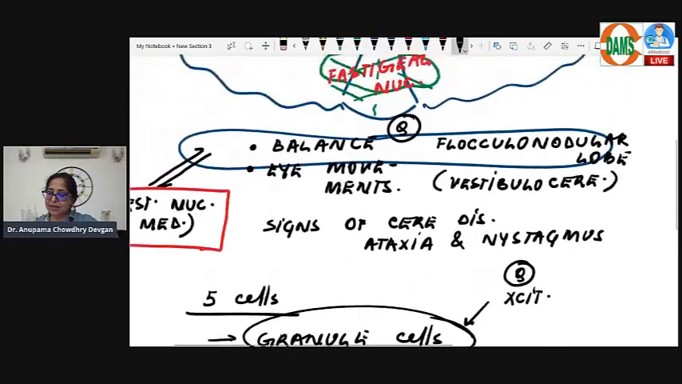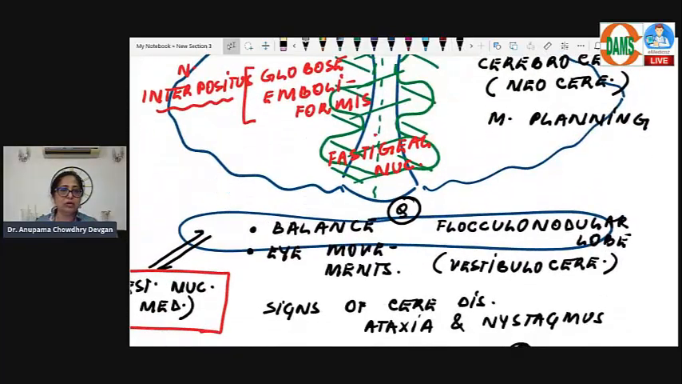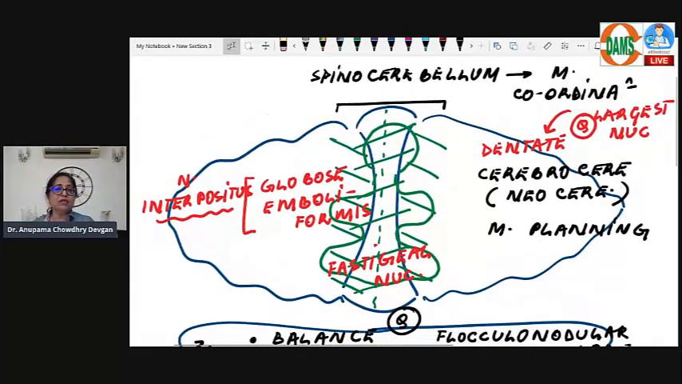Let's see once again, which are the 3 parts? Flocculonodular lobe, or the vestibulocerebellum, which is involved in balance and eye movements. Spinocerebellum, which is involved in motor coordination. Cerebrocerebellum, which is involved in motor planning. 3 parts. 4 nuclei. Which are the 4 nuclei? Fastigial nucleus for coordination of axial muscles, globose and emboliformis for the coordination of distal muscles. Dentate is meant for motor planning. Which is the largest nucleus? Dentate.